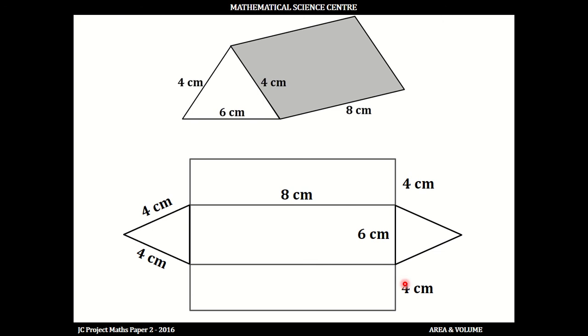So that's called the net. Is that okay? So that's what happens when you open it out. When you open this out, you're going to have 3 rectangles and 2 triangles. So you have to draw that in, showing those measurements.